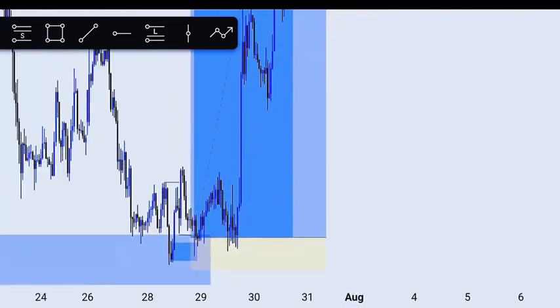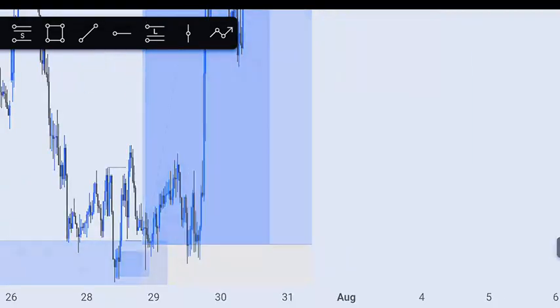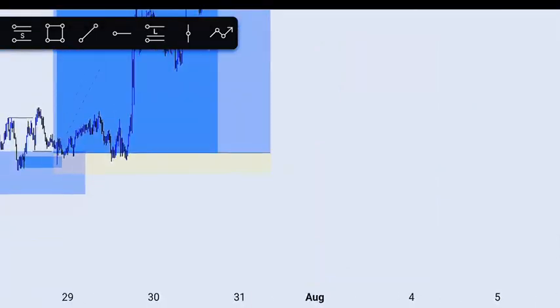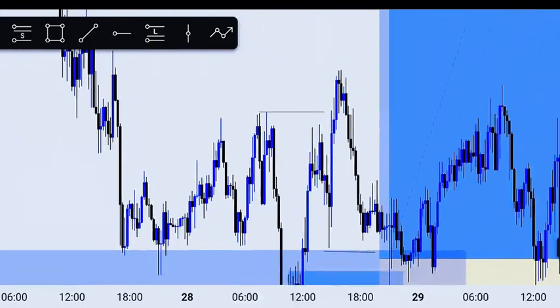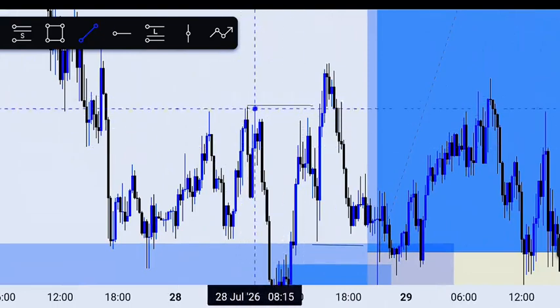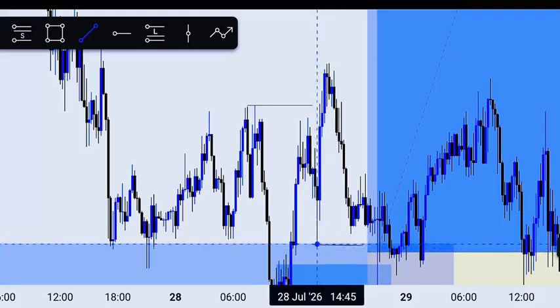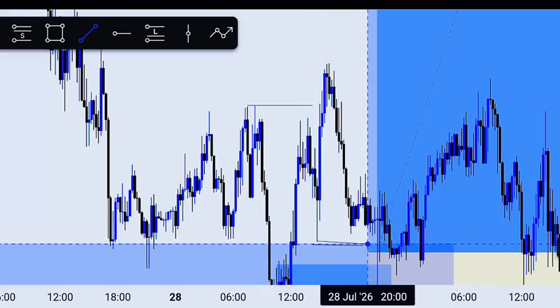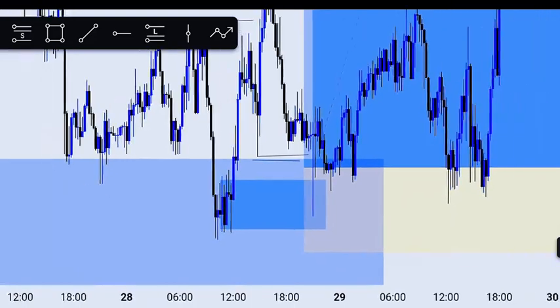So I scaled down to the 15 minutes time frame. Yes, I took the trade from the 15 minutes time frame. I saw the market structure shift after price took out this high. Then I saw this, my inducement or this liquidity, and also this other block right about this region.